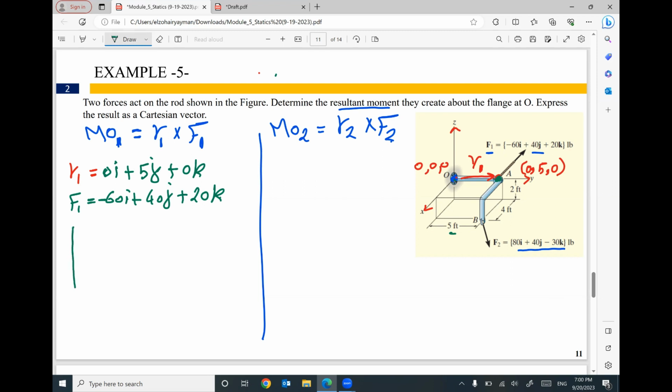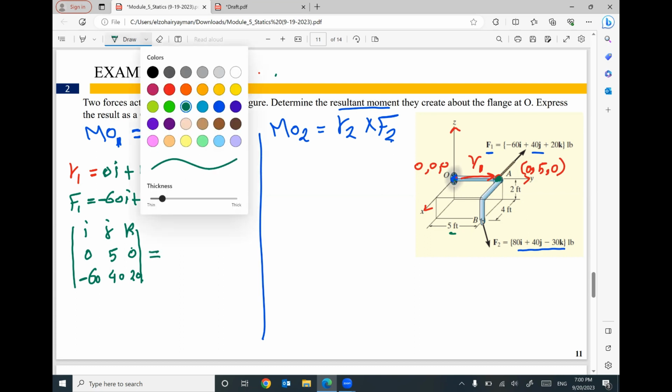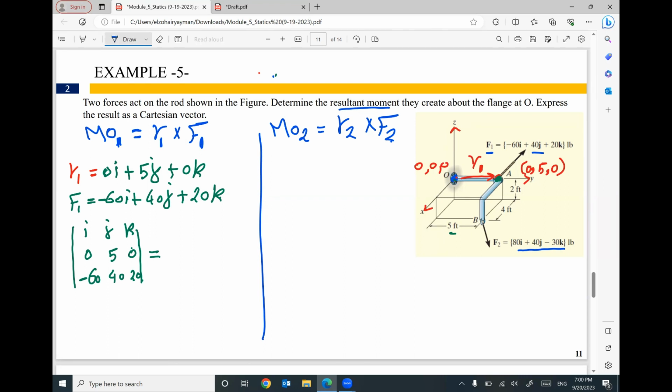So I can set up this determinant: i, j, k, 0, 5, 0, negative 60, 40, 20. I think you can do it directly. If you cancel this column by this row, I will have 5 times 20 minus 0 times 40. It will be 100 i minus. If you would like to figure out the j term, I will cancel this column by this row, so this one times this one minus this one times this one, it will be 0 j. The third term, I would cancel this column by this row, this one times this one minus this one times this one, it will be positive 300k. This is the moment of F1 about O.